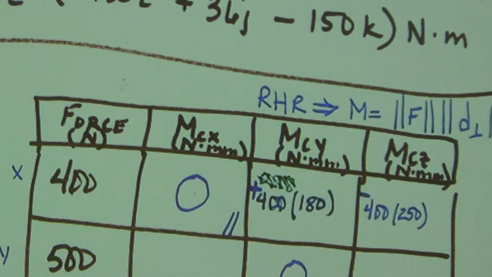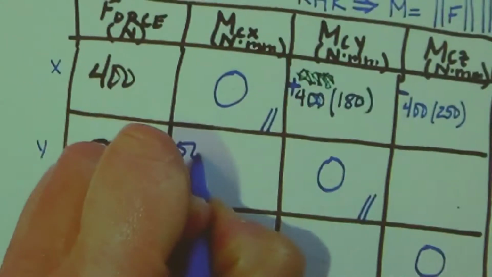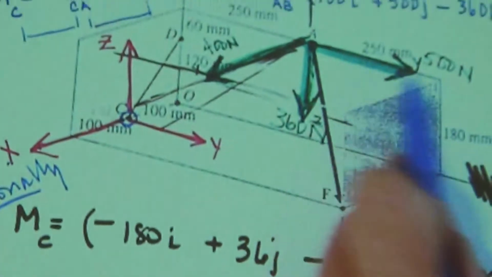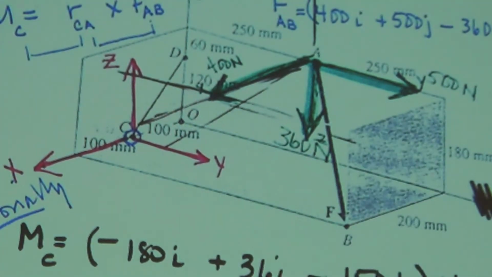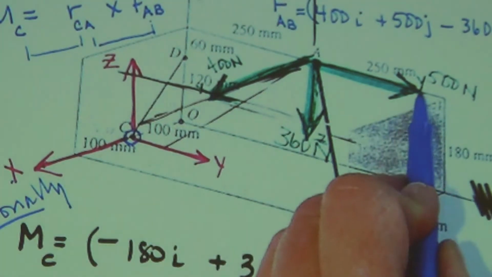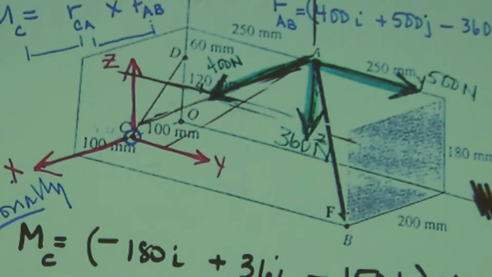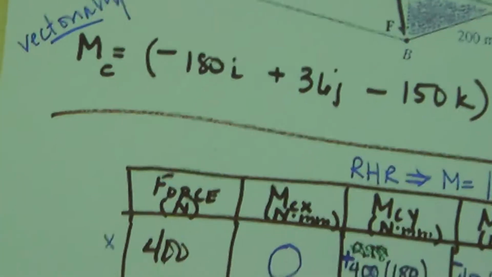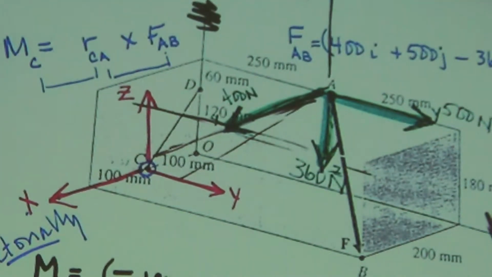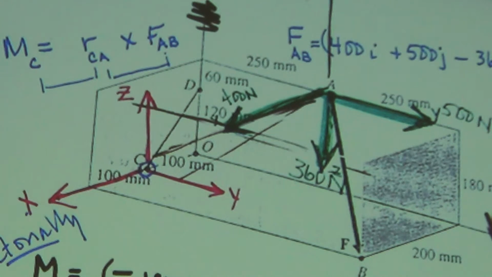Okay, Maria, next one. Now we're looking at the 500. So 500 is the y right here. It's a 500 Newton force. I'm trying to find my moment about my x-axis. This is in the y, this is in the x. The distance has to be in the z. What's the distance? 180. Correct. Positive or negative? Fingers go in the direction of the force. My palm faces down towards the x-axis. Do you get a positive or a negative? Negative.